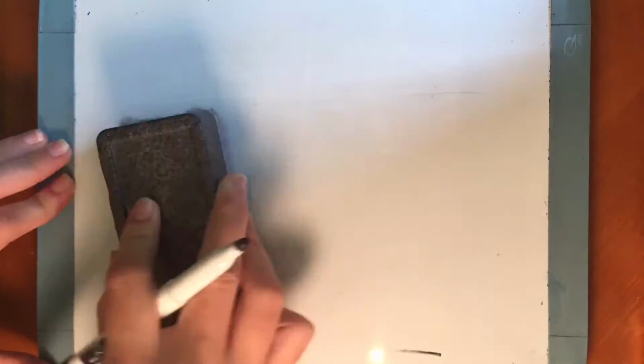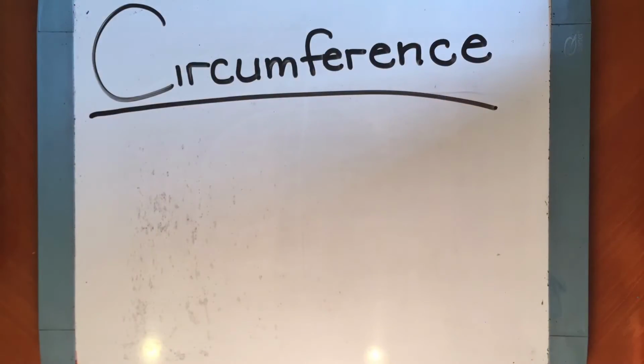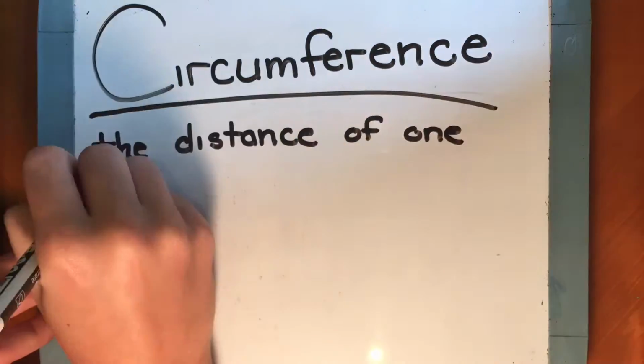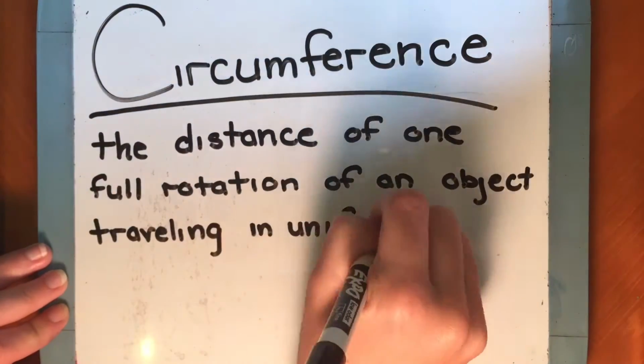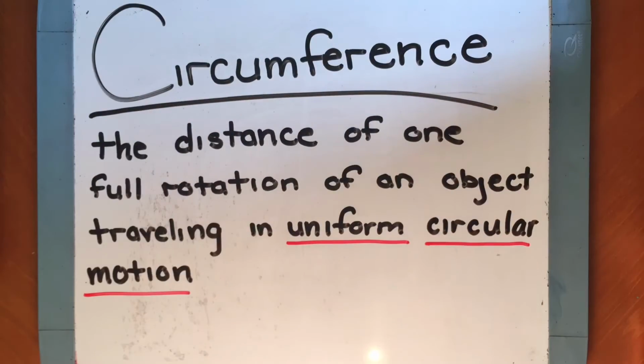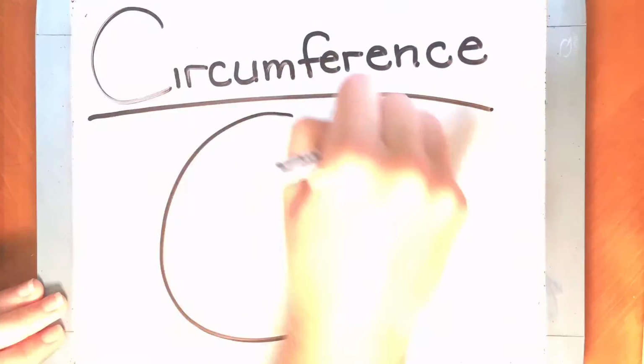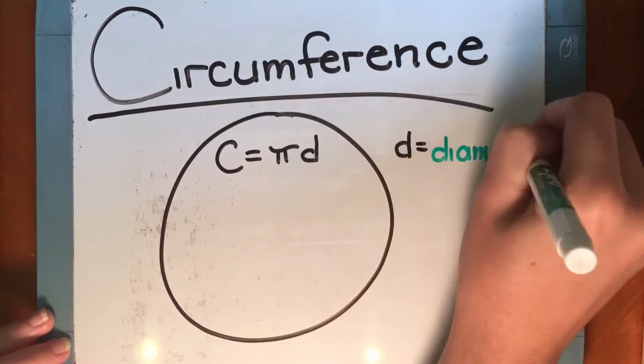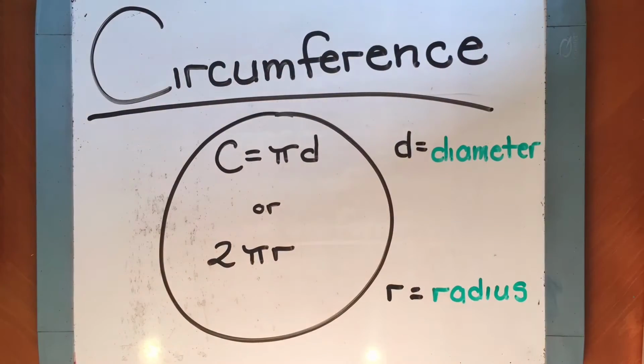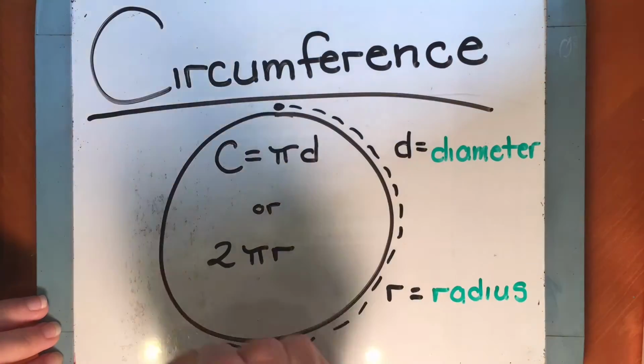First things first, circumference. Circumference is the distance of one full circular rotation of an object traveling in uniform circular motion. The equation for circumference is pi d, where d is diameter, or 2 pi r, where r is the radius.